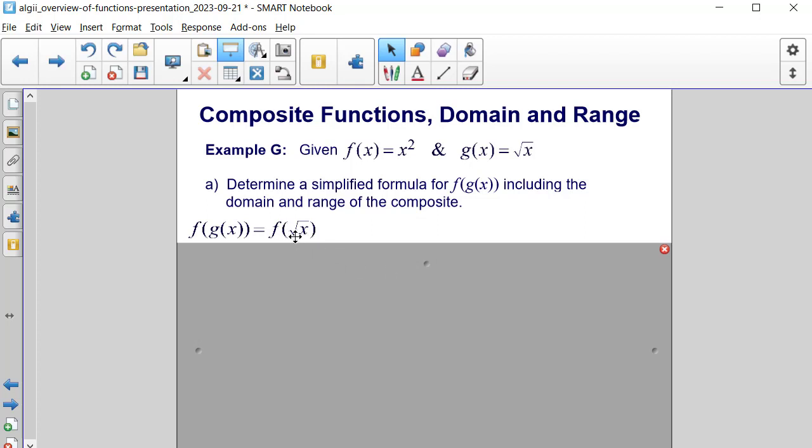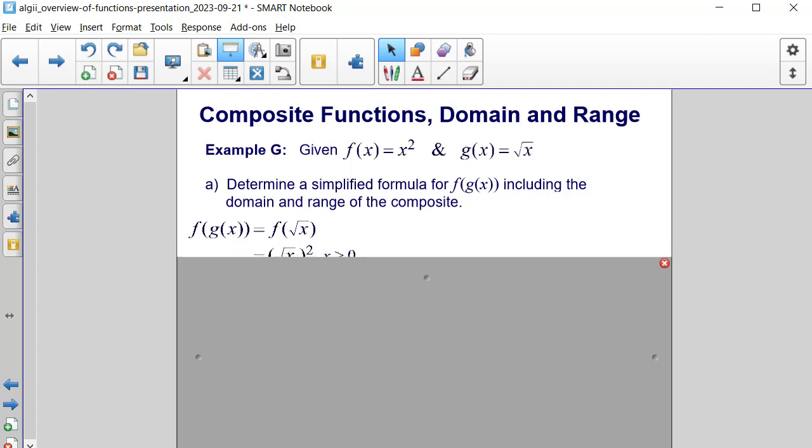So we're going to take that square root of x and substitute it in for x here, and we're going to get that we are taking the square root of x quantity squared. Now we can see that there's this domain restriction that x has to be greater than or equal to 0. Some of you may be asking, where did that come from?